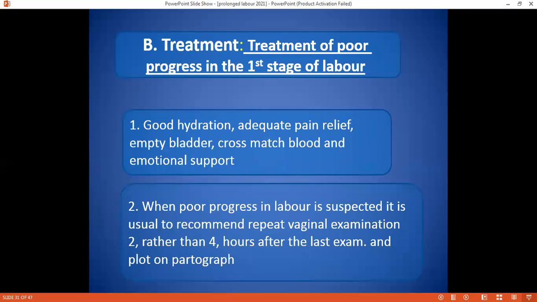When poor progress is suspected, it is usually recommended to repeat the vaginal examination at 2 hours rather than 4 hours after the last exam and plot on the Partograph. We should not allow the patient to pass into obstructed labor or very prolonged labor. So we repeat the examination if there is any concern after 2 hours rather than 4 hours.